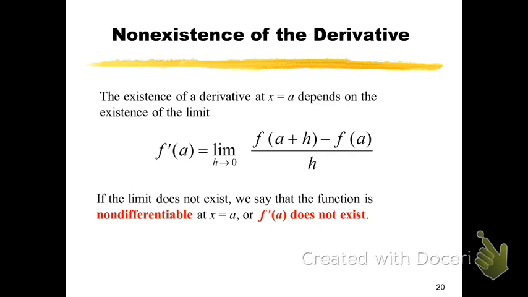Now, keep in mind, the derivative is dependent upon whether this limit actually exists. If for any reason we do this and my limit does not exist, we say the function is non-differentiable, or f prime of a does not exist. And if it does exist, we say that it is differentiable. If it does not exist, it is non-differentiable.